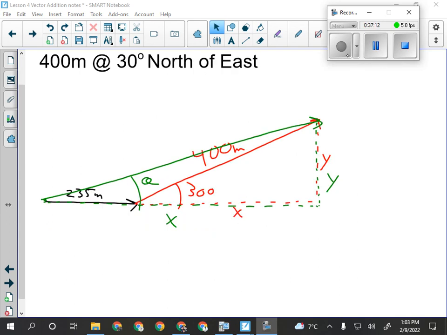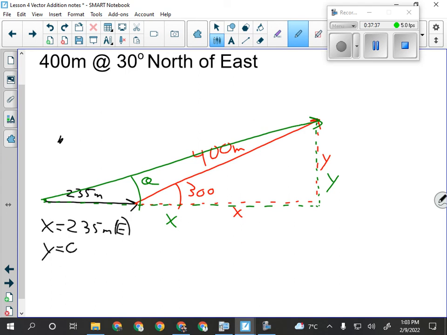So the next step here is that we've got to find the x's and y's for our two contributing vectors. And as we already said, the x component for our first vector is 235 meters east. Okay? So 235 meters east, and the y component for that is 0 meters because it doesn't go north or south at all. It's strictly horizontal.